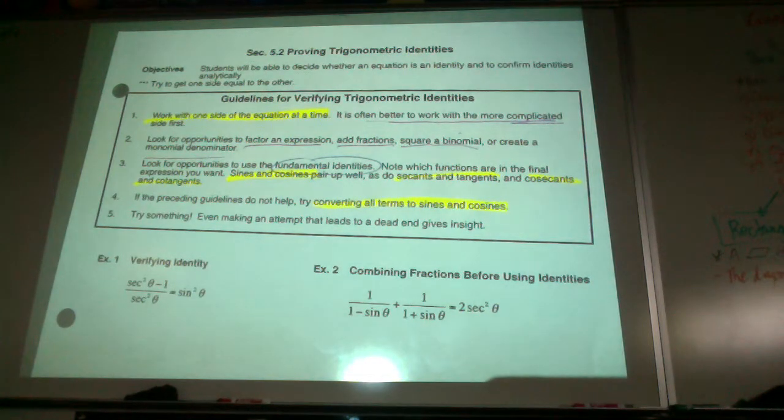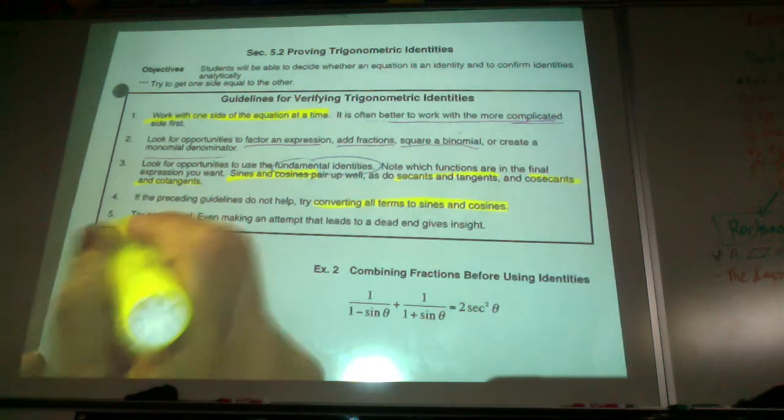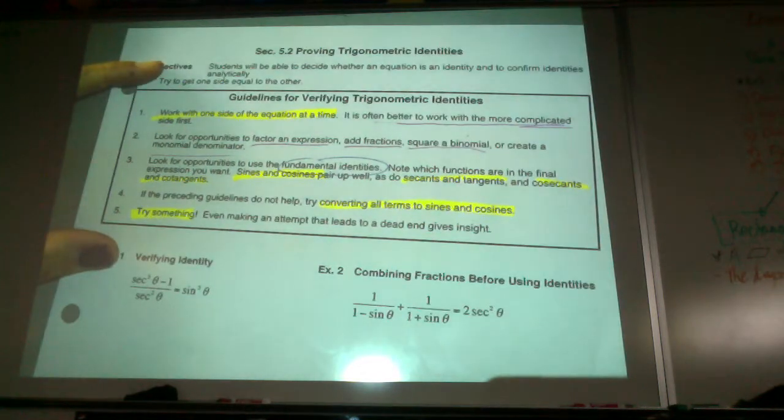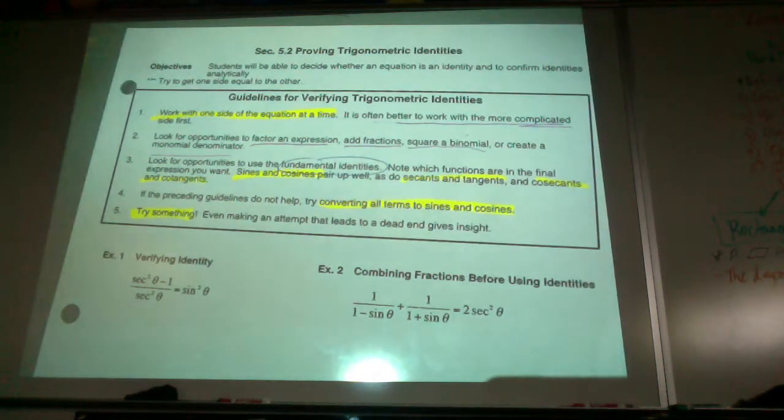Doing something is better than doing nothing. Try something. At least it tells you what didn't work. Have this out with you when you're doing your homework, and when you get stuck and frustrated, go through these and look to see, can I do any of these items to help get me unstuck? And if you come up with a dead end, just cross it out and start all over again. That's where the frustration comes from. Well, I tried one thing, it didn't work, so I'm done. No, try again.